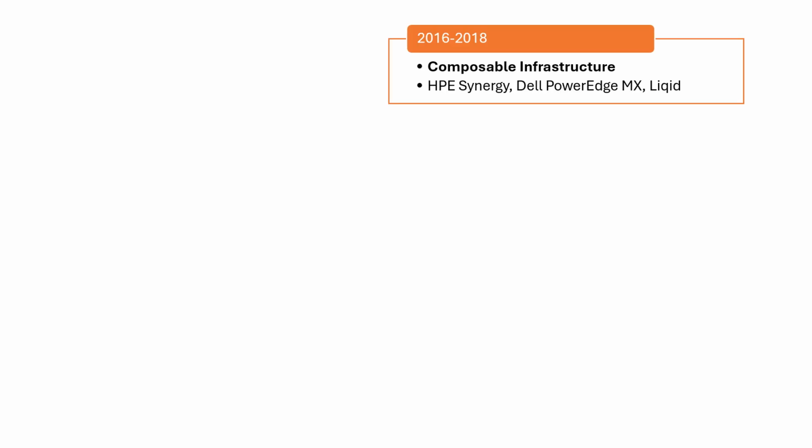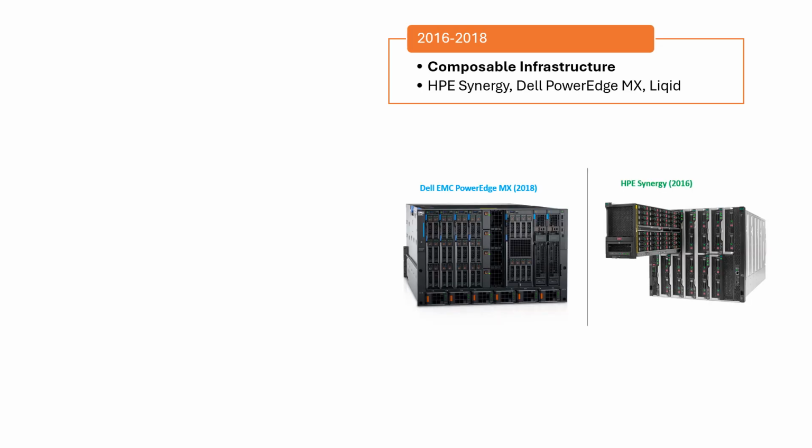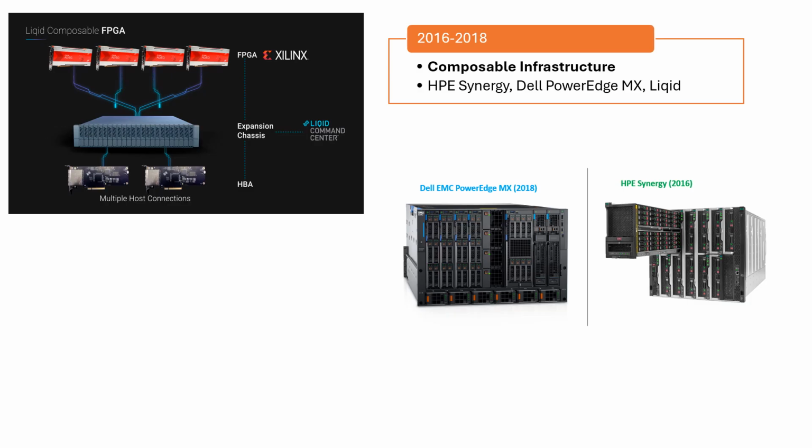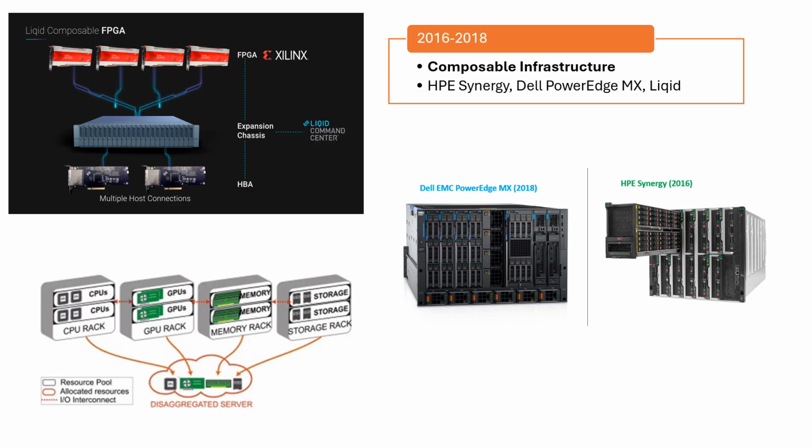Composable infrastructure. Between 2016 and 2018, solutions like HPE Synergy, Dell PowerEdge MX, and Liqid entered the market. Here, resources like compute, storage, and network are disaggregated and managed programmatically via APIs.